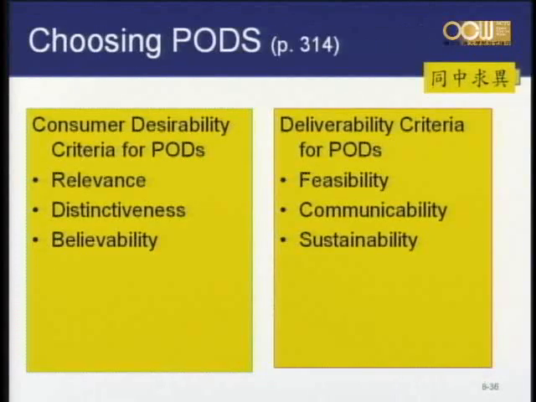And then 同中求异, meaning the consumer desirability criteria for this one. A very important one is what do they really need? Relevance, distinctiveness, believability. And again, we have feasibility, communicability, sustainability. So once you have the product in the category, like textile, the next quite important thing is what uniqueness you are going to have for the consumer.